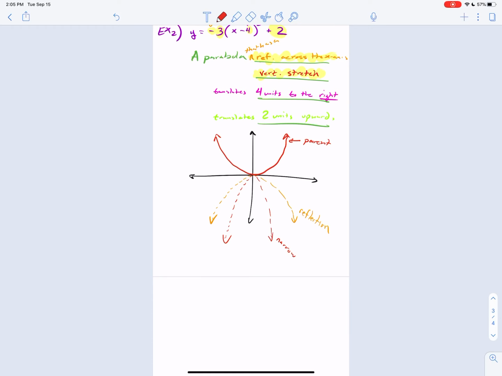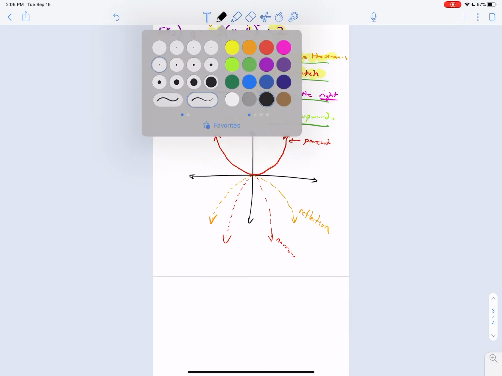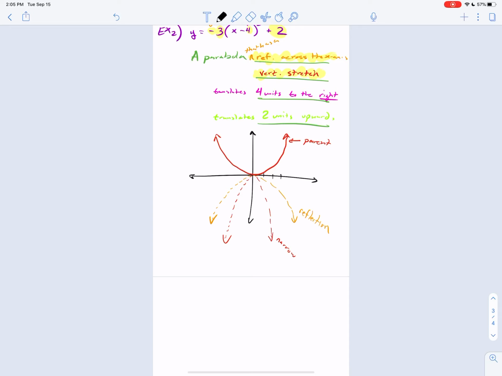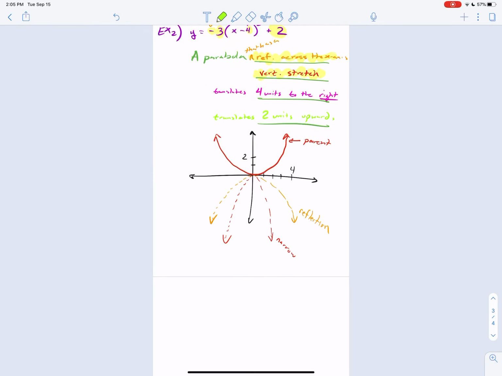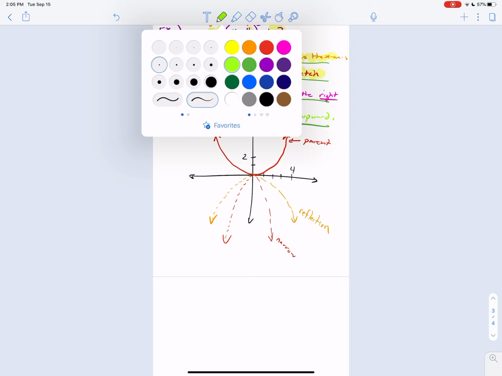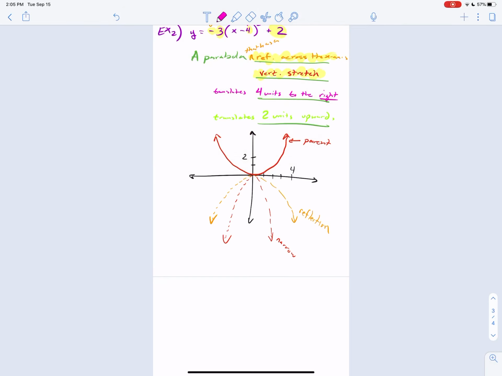From there, I'm going to move 4 units to the right. So let me set up 4 units to the right here. And then I'm going to go 2 units upwards. So here in purple, I'll follow the same color. I'm going to take that red dotted graph and I'm going to move that to the right 4 units. So it'll land right there and you'll get something that's still narrow.